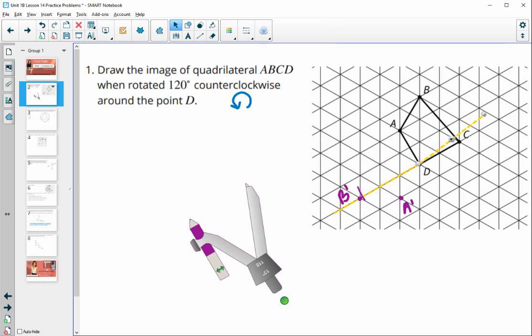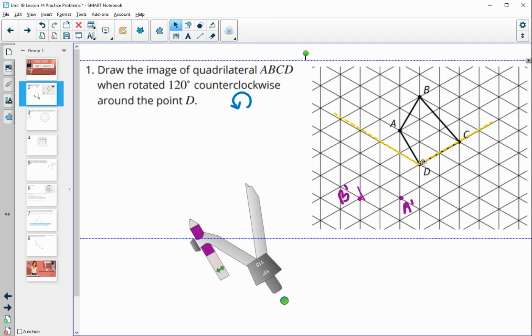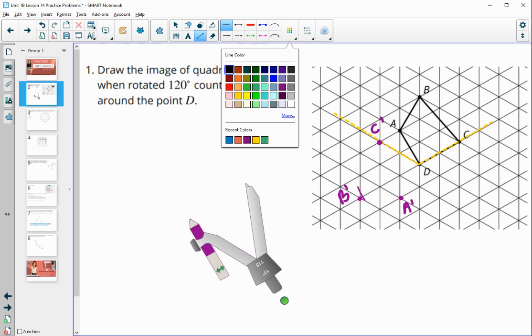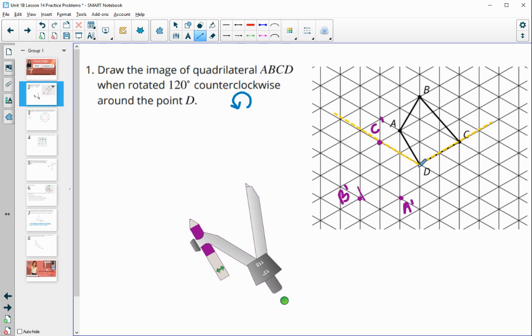So let me move this over to C and then do a 120 degree rotation. So there's 60, there's 120. You can see C is kind of two triangles away. So that one's a bit easier. So one, two triangles, here would be C prime. And then we know that D is the center of rotation. So D is going to stay in its set place. So then I can connect all of these images and get my new quadrilateral.